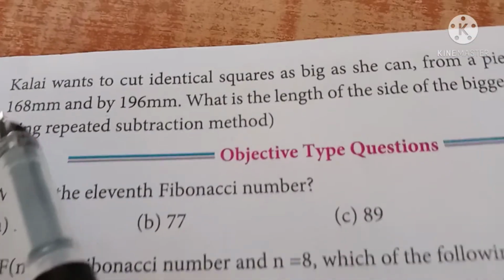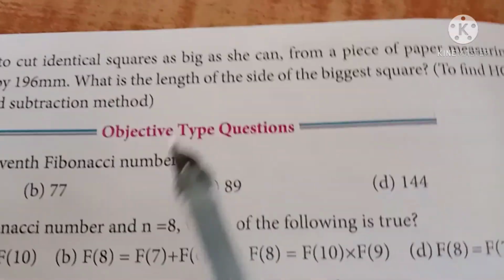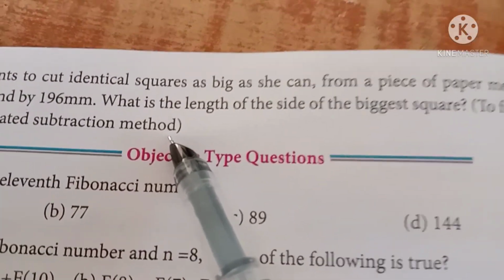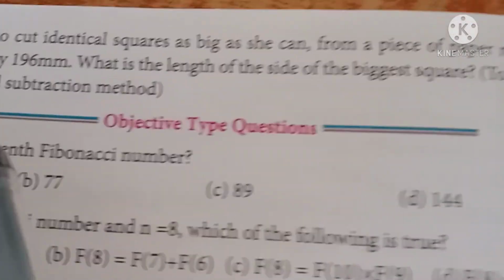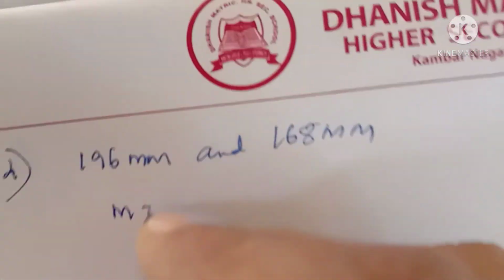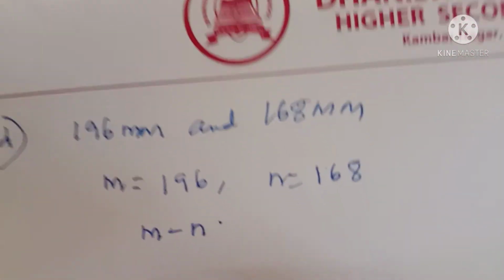Second question, do as homework. Third question, Kalai wants to cut identical squares as big as she can from a piece of paper measuring 168 mm by 196 mm. What is the length of the side of the biggest square? Find the HCF using the repeated subtraction method. So, they themselves gave the hint, find the HCF by the repeated subtraction method. M is equal to 196, N is equal to 168, therefore M minus N.